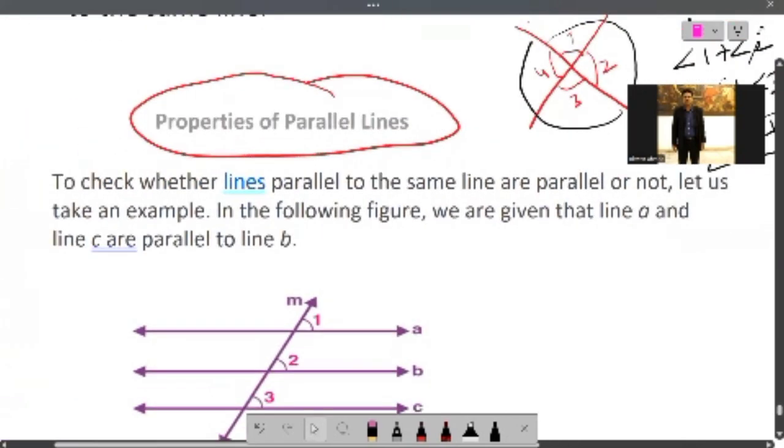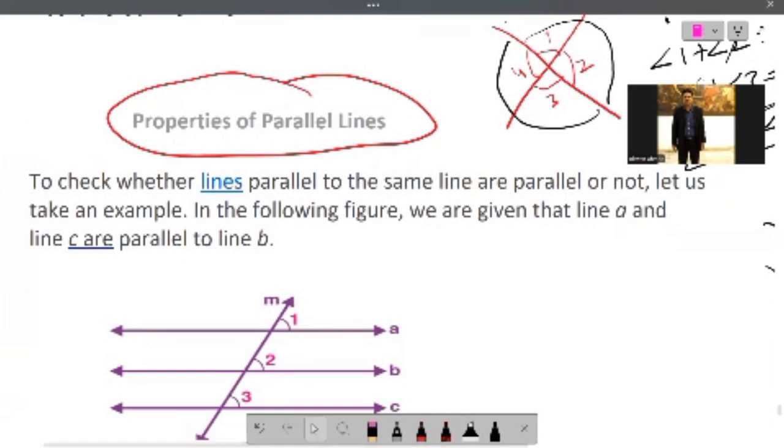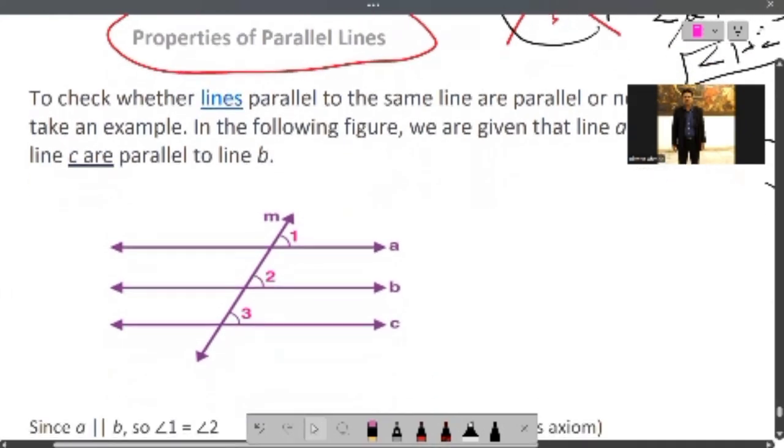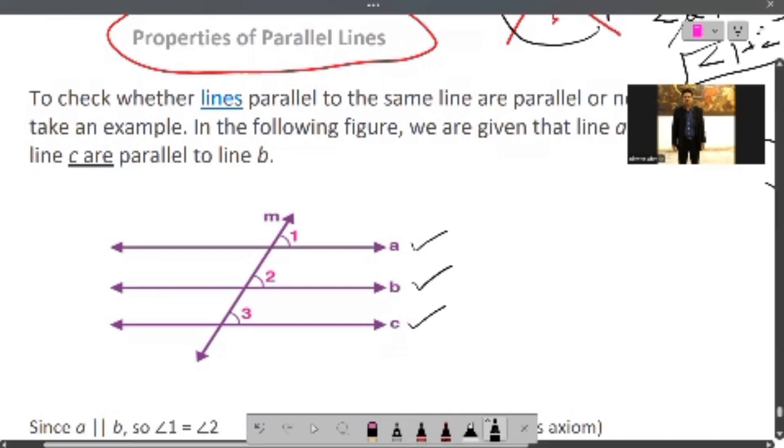Why do we need this? Let's suppose we have to check whether lines are parallel to the same line or not. Look at this diagram. You can say line A, line B, and line C are parallel to each other. So you have to remember the theorems. The corresponding angles are the same. And the second theorem is that if two parallel lines are cut by a transversal, their alternate angles are the same.